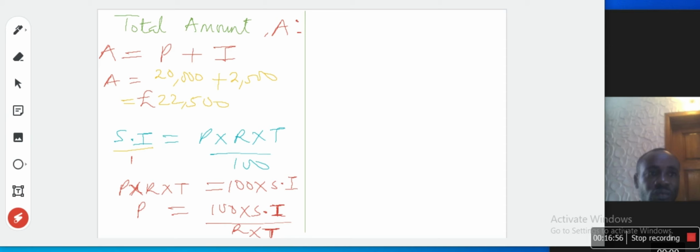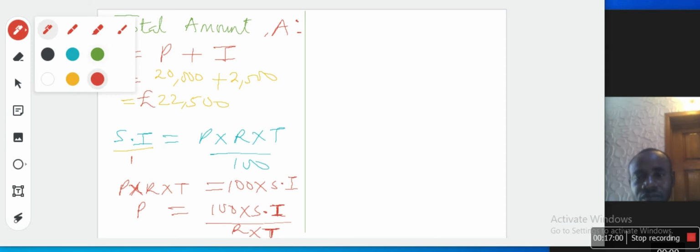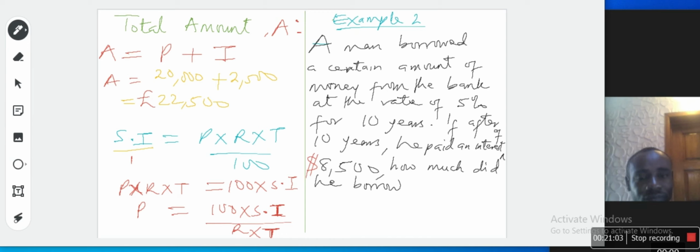Can we use a simple example to illustrate this? Okay. So a man borrowed a certain amount of money from the bank at the rate of 5% for 10 years. If after 10 years he paid an interest of 8,500, how much did he borrow?